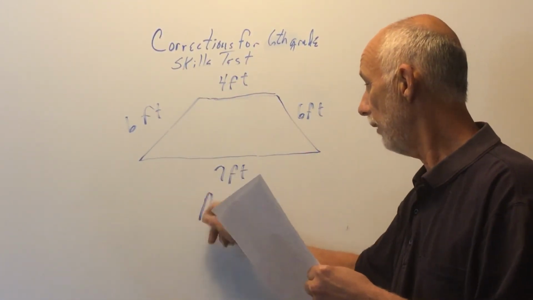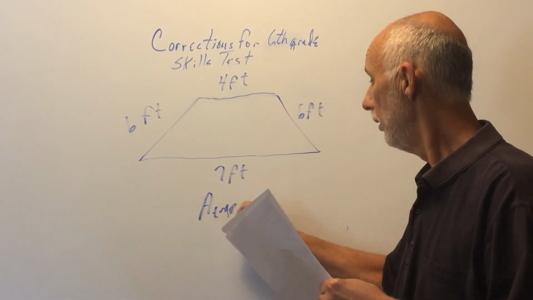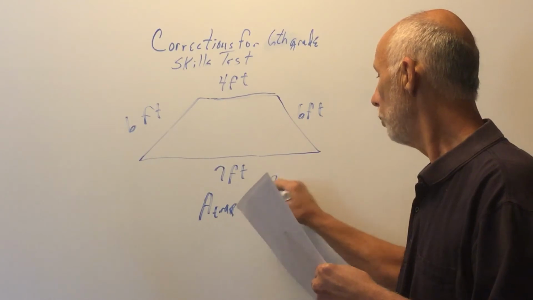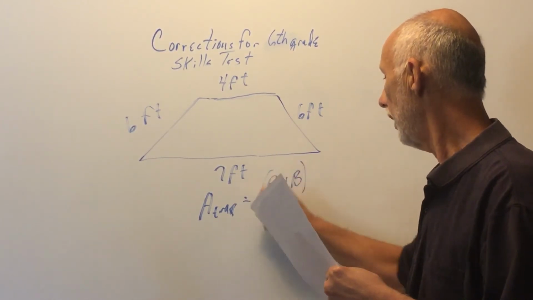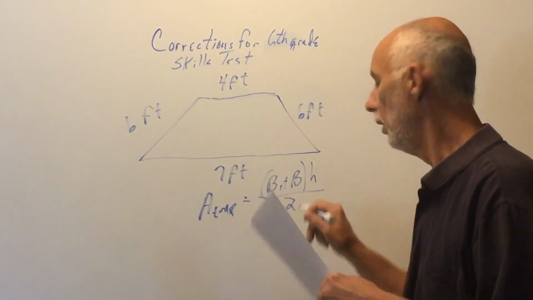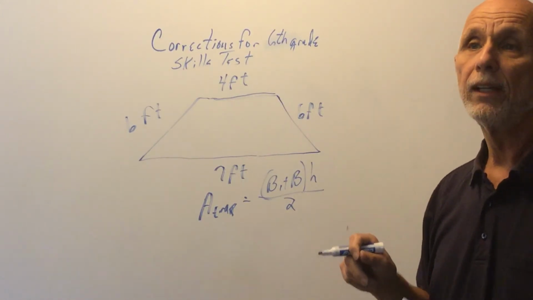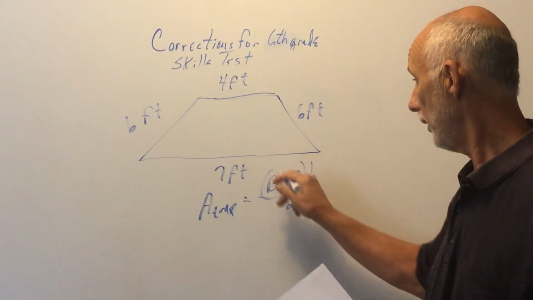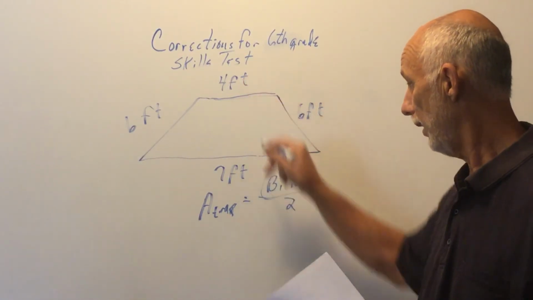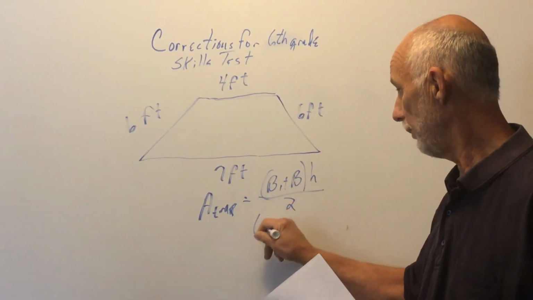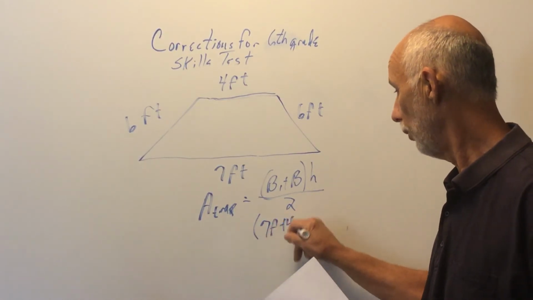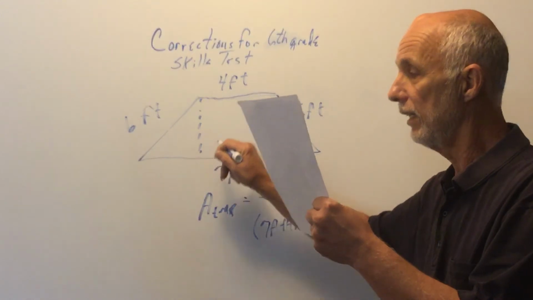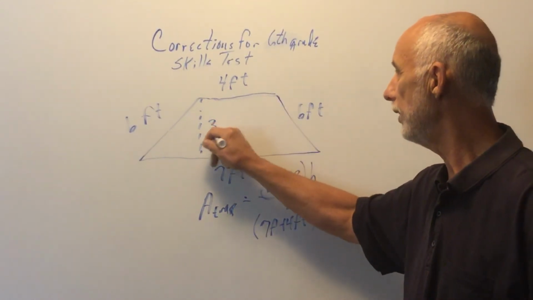So the area of a trapezoid is equal to base 1 plus base 2 times the height divided by 2, or it could be 1/2 the sum of base 1 and base 2 times the height. Base 1 and base 2 are the 2 parallel lines, the top and the bottom. That would be 7 feet plus 4 feet. And the height is the imaginary dotted line, which in this case was 3 feet.